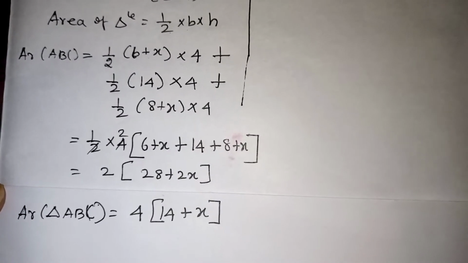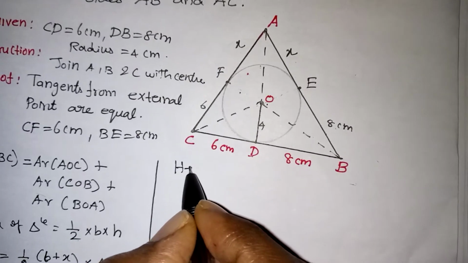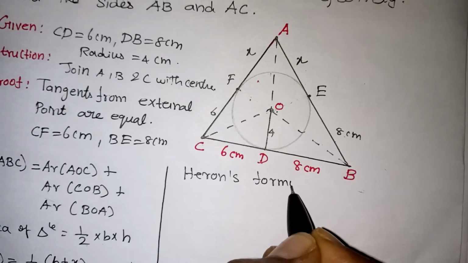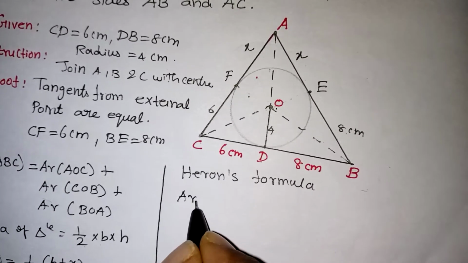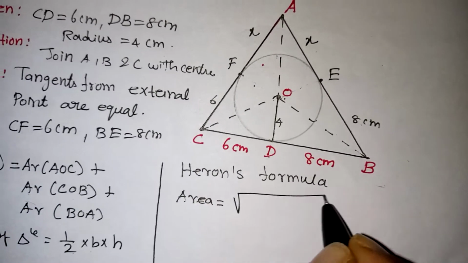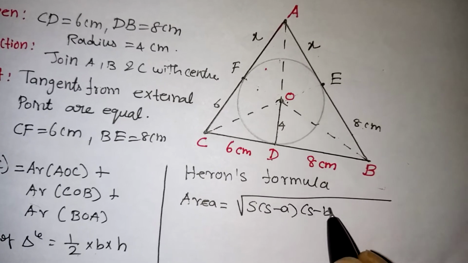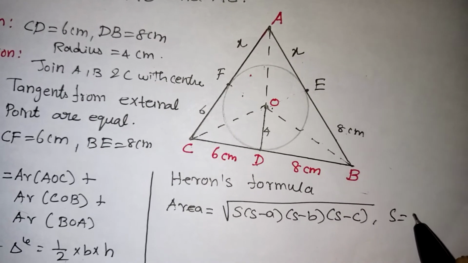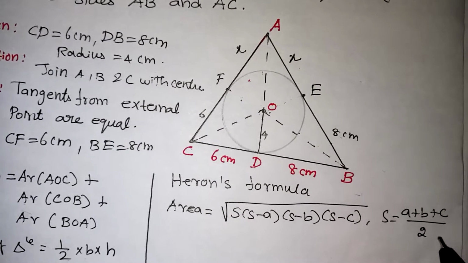The same triangle we will go by another method to find the area. Here we are going to use Heron's formula. This you may have learnt in your 9th standard. Heron's formula: area of the triangle is equal to root of s into (s minus a), (s minus b) and (s minus c). Here our s value is half of the perimeter, that is (a plus b plus c) by 2. This is our s value.